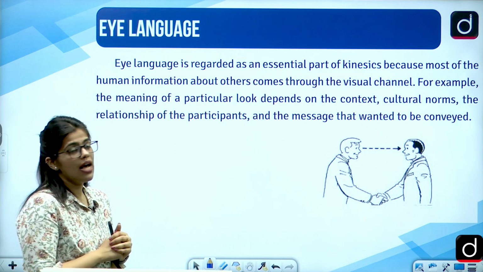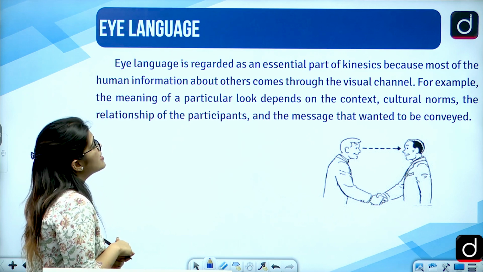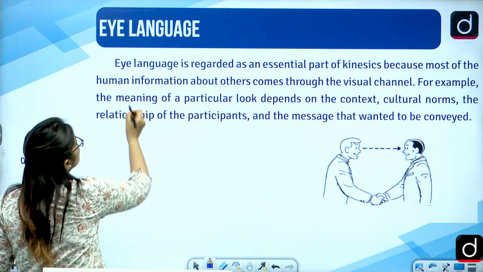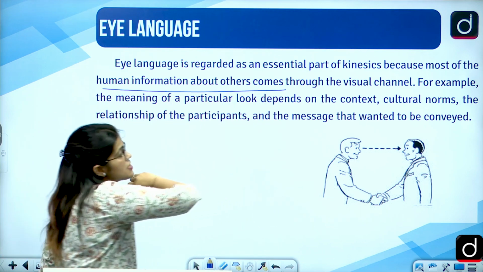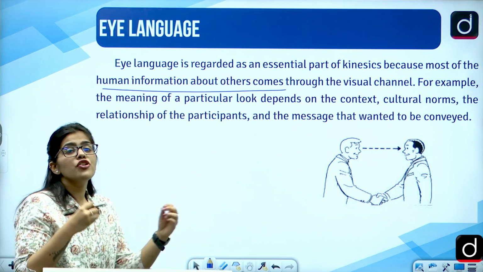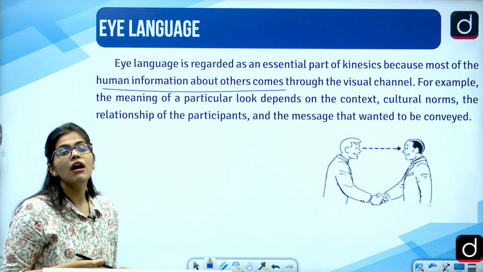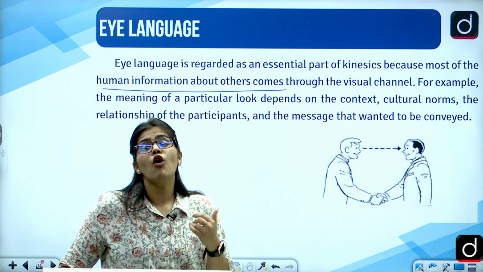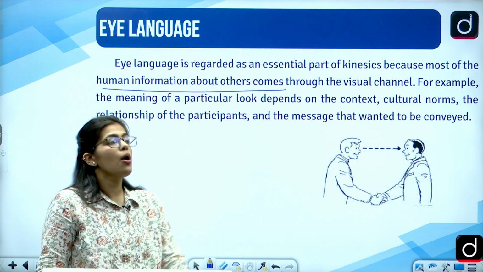Then comes your eye language. The eye language is regarded as an essential part of kinesthetics because most of the human information about a person comes from the visual channel. So your eye contact or your eye movements can tell a lot. Even when you are gazing at someone, or staring at someone, all of these are ways to communicate.